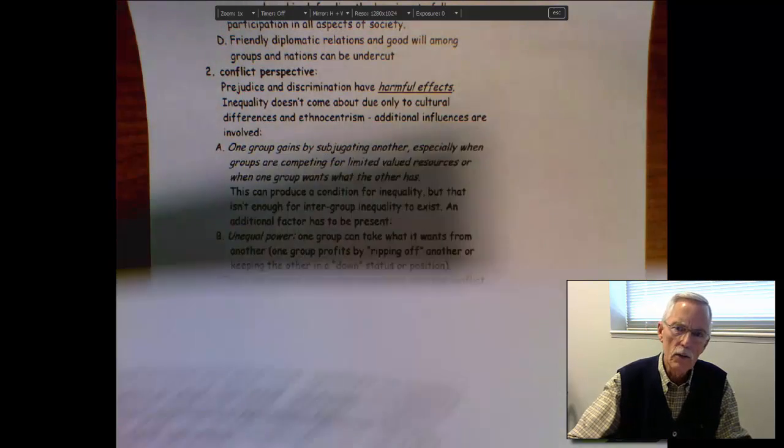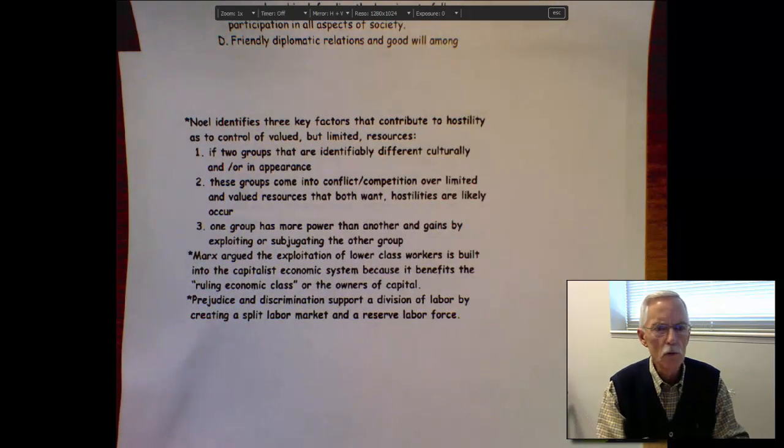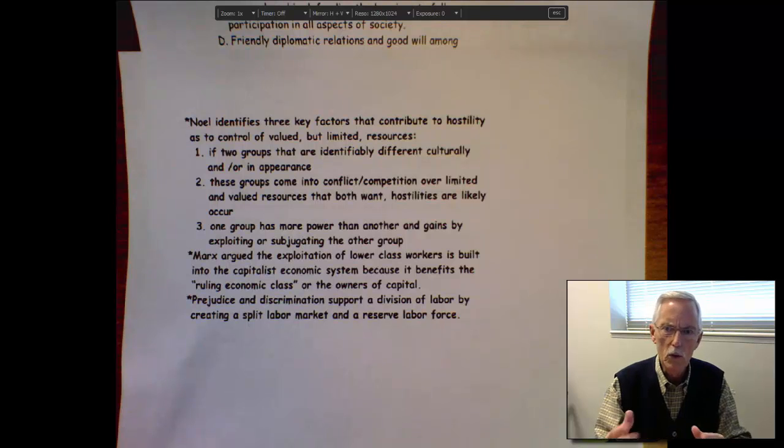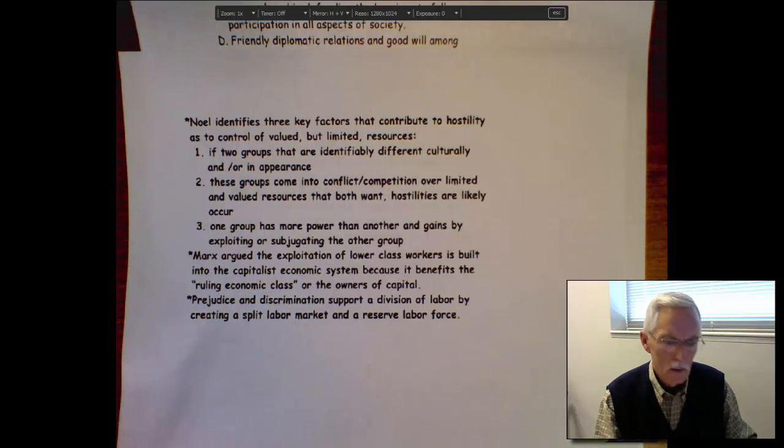Now, I want to highlight something that Noel adds to this analysis. You don't have this in your study guide, so I want you to refer to what you see on the screen, and I'll leave it there for a couple of minutes. Notice that Noel highlights three key factors that he argues, as do other conflict-oriented sociologists, will actually contribute to hostility, competition, conflict over the control of valued but limited resources.